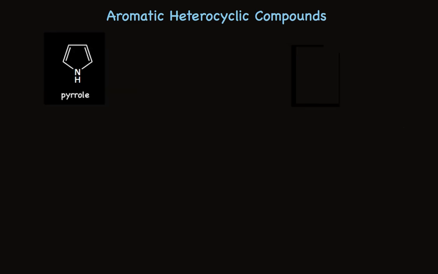Here's a compound called pyrrole. You see that we have 2 double bonds between carbon atoms, and there's a nitrogen sitting in there. Nitrogen has 3 bonds to it, 1 to a carbon on either side, and 1 to a hydrogen. And, like we saw on the periodic table, there's an unshared pair of electrons on that nitrogen.